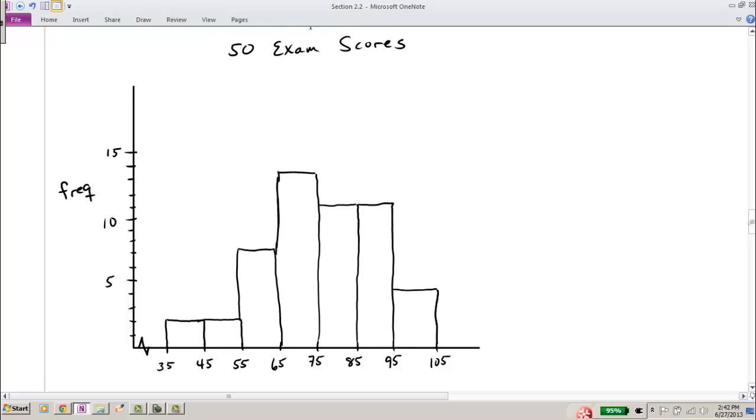Now, we said we also wanted to include a relative frequency, and we can do that fairly easily just by including an additional vertical scale, because the relative frequency and the frequency themselves move at the same rate. There's a one-to-one correspondence, and so I can make the same scale on this side.